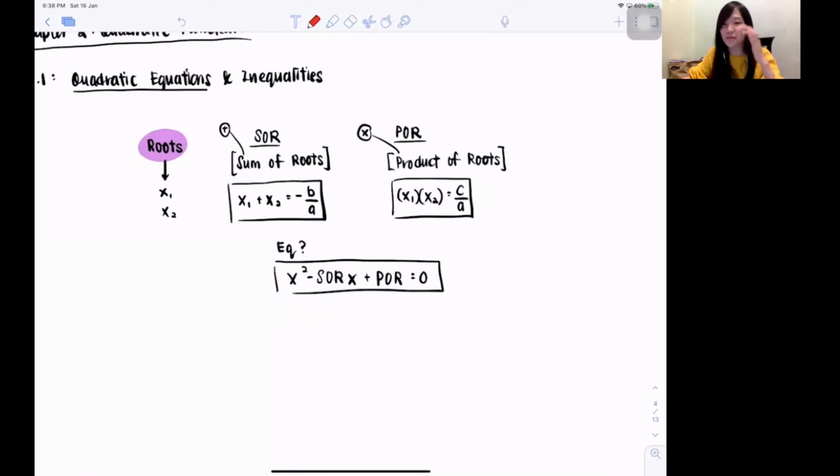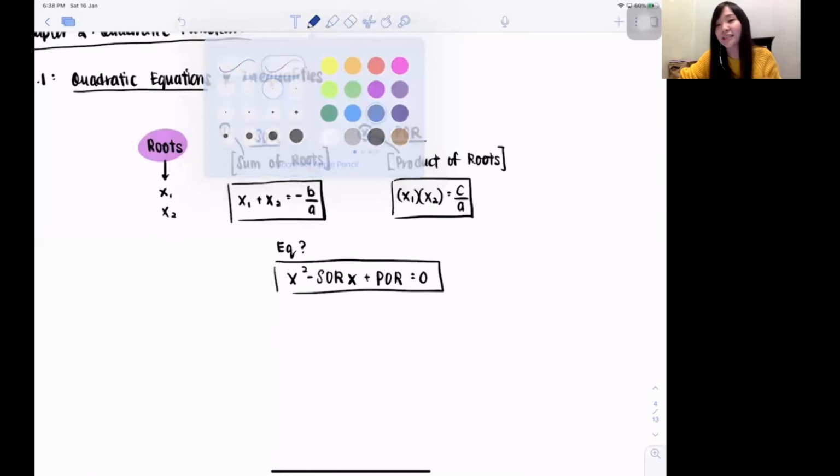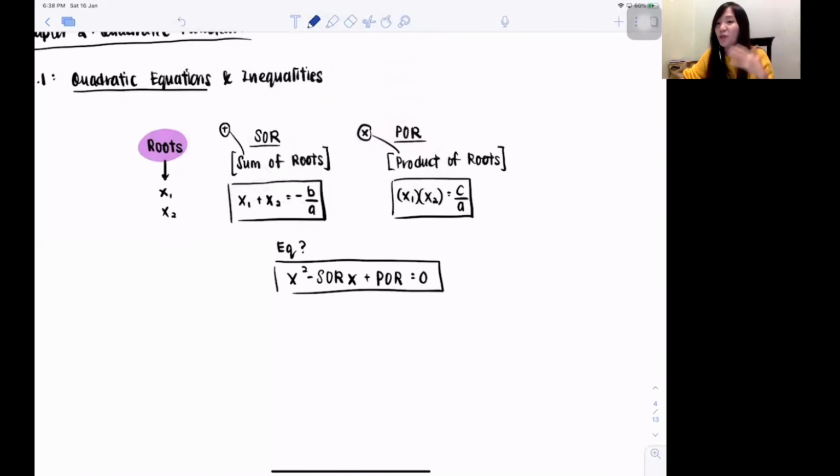Nothing, you understand, right? Never mind. When I start to apply, everything makes sense. You must have faith in me, okay? So guys, I repeat, later on, if you only see the word roots, you will just use SOR, POR. You will keep using the first 2, you know?